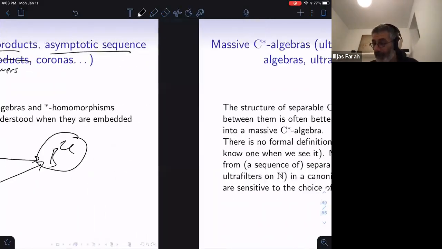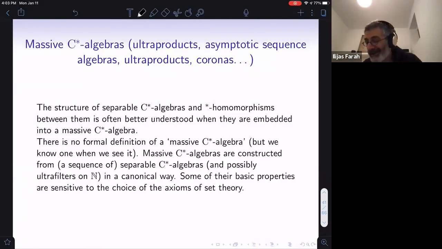So you may ask, what is the formal definition of massive C-star algebra? Well, there is no formal definition, but it's one of those things that we know them when we see them. This is just repeating what I just said. They are constructed from a single separable C-star algebra, or perhaps from a sequence of separable C-star algebras in a canonical way. Sometimes one also uses an alpha filter on natural numbers to construct alpha powers. And most important, the reason why I'm doing this and not somebody else is that many of the basic properties of these algebras are sensitive to the choice of the axioms of set theory. We'll eventually get to that. So let's start.